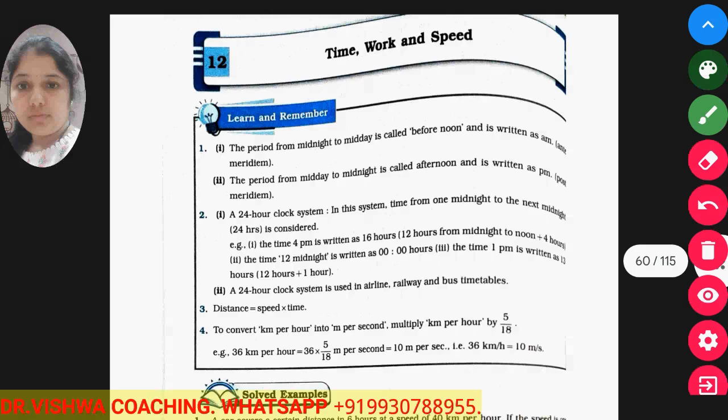Now see, if 28 workers complete one job in 6 days, how many workers will complete two similar jobs in 3 days? You have the formula. If 28 workers complete one job in 6 days, how many workers complete it in 3 days?